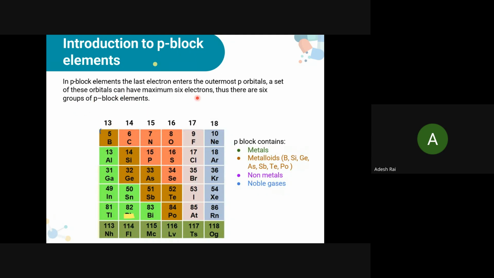Now, what we have written over here: in P block elements, the last electron enters the outermost p orbitals. A set of p orbitals can have a maximum of 6 electrons. Thus, there are 6 groups of P block elements. We all know that the p subshell can accommodate a maximum of 6 electrons only. Is that clear? From group 13 to group 18, we have the whole p block family. Starting from the boron family, then carbon family, nitrogen, oxygen, fluorine, and ending with the neon family. And it consists of metals, metalloids, and non-metals along with noble gases. Is that clear?